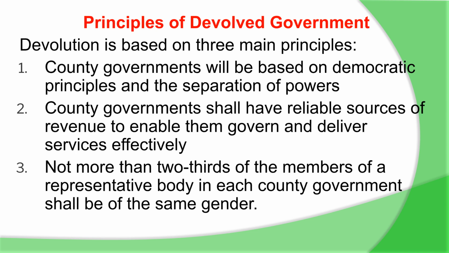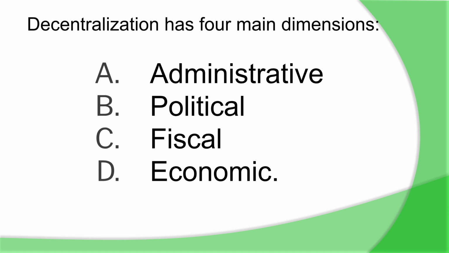Devolution is based on three main principles. County governments must operate on democratic principles and the separation of powers. They must have reliable revenue sources to effectively govern and deliver services. Also, not more than 2/3 of a county government's representative body should be of the same gender.